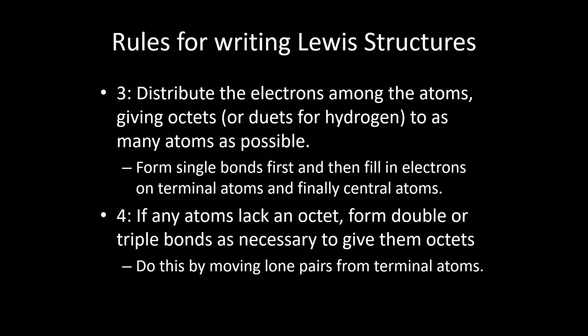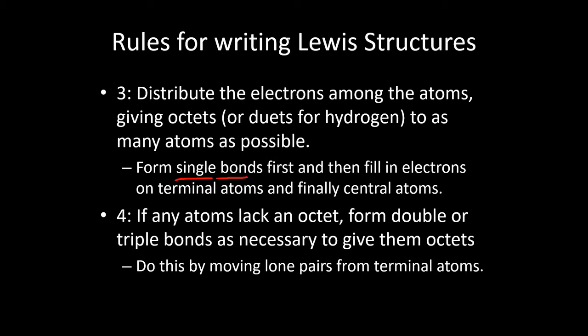So our third step here, we're then going to distribute the electrons among the atoms, giving octets to as many atoms as possible, the ones that want them anyway, because remember, hydrogen only wants a duet. We're going to form single bonds first, and actually, as you'll see in a second, when I make my skeletal structure, I go ahead and just put in the single bonds, because they have to have at least 1 bond, and so you might as well just put it in at the beginning, because there's no way for it to have less than that. It has to have at least 1.